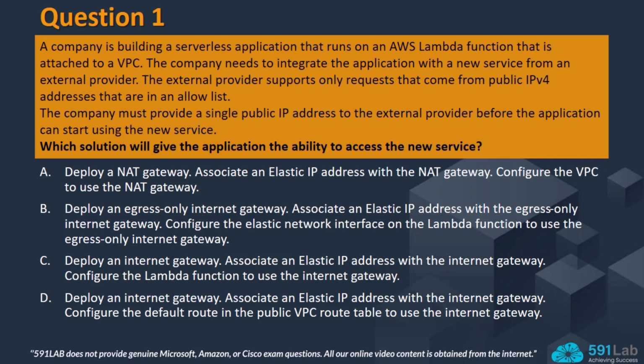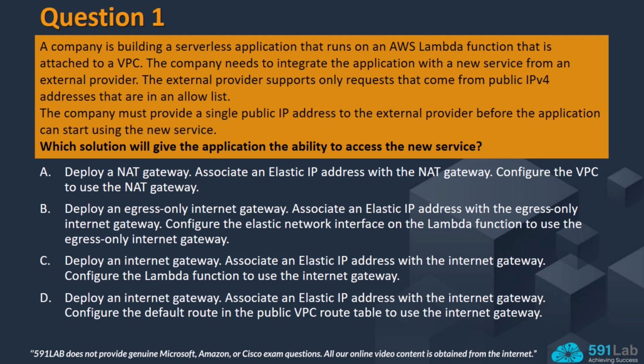Option B. Deploy an egress-only internet gateway, associate an elastic IP address with the egress-only internet gateway. Configure the elastic network interface on the Lambda function to use the egress-only internet gateway. An egress-only internet gateway is used to provide IPv6-only VPCs with internet access. It does not provide a public IP address for the Lambda function to use, so this is not the correct answer.